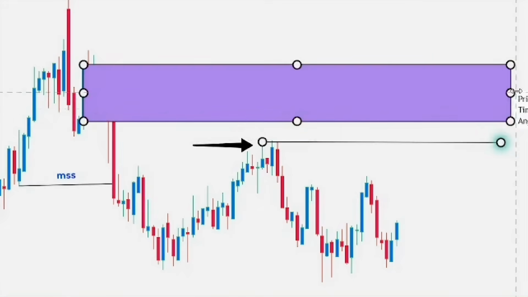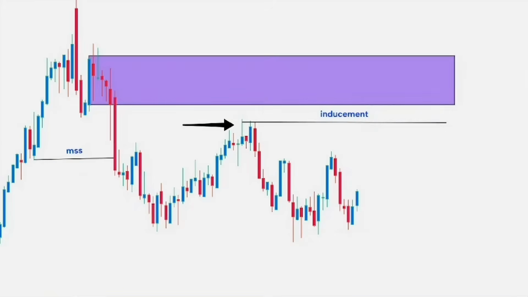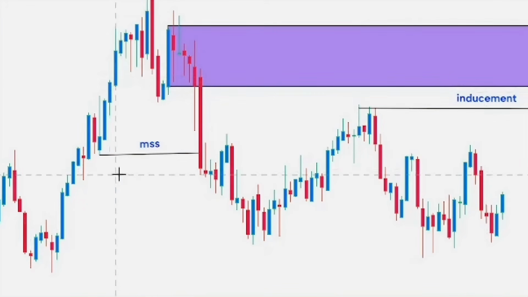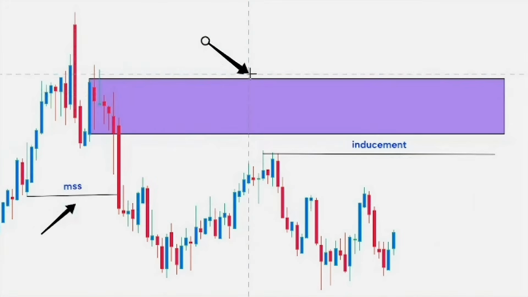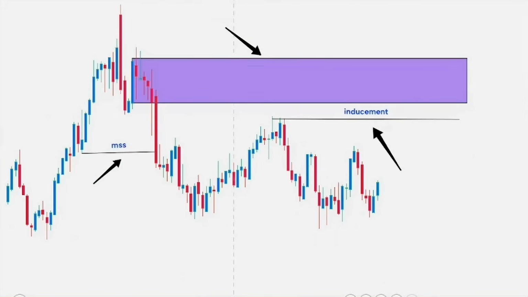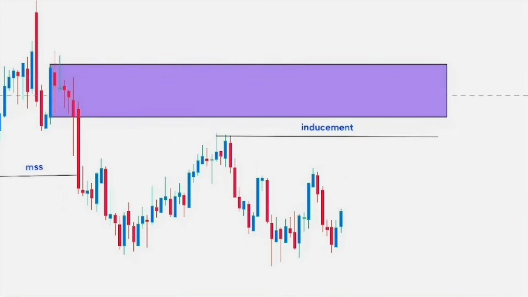I see this as an inducement. Simply put, inducement is a liquidity trap. The market attracts traders in one direction before returning to take that liquidity and continue with its original plan. So at this point, we already have 3 important pieces of confirmation. We have a market structure shift, we have our weekly supply zone, and we have inducement acting as liquidity below that zone. Everything now suggests that price may return to remove that liquidity, mitigate our weekly supply zone, and continue moving lower.